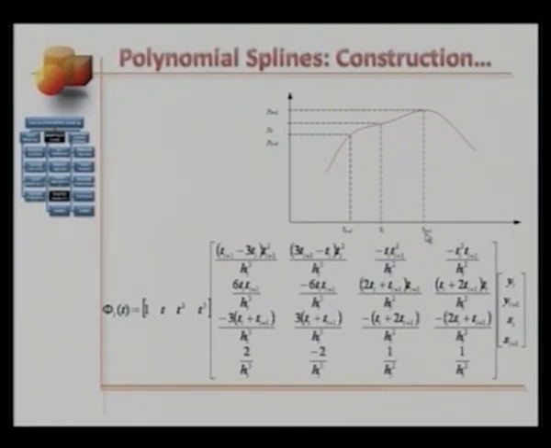h i is the difference t i plus 1 minus t i. Let's continue with this math.